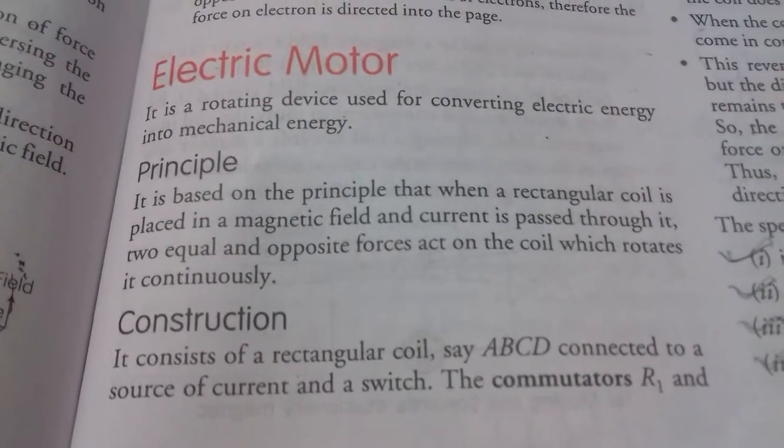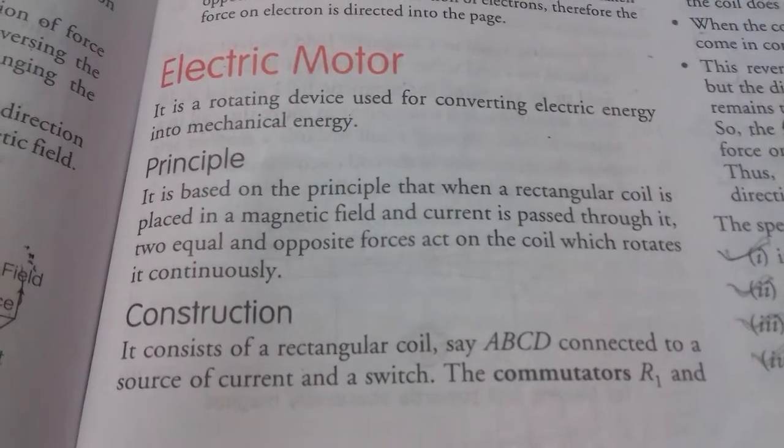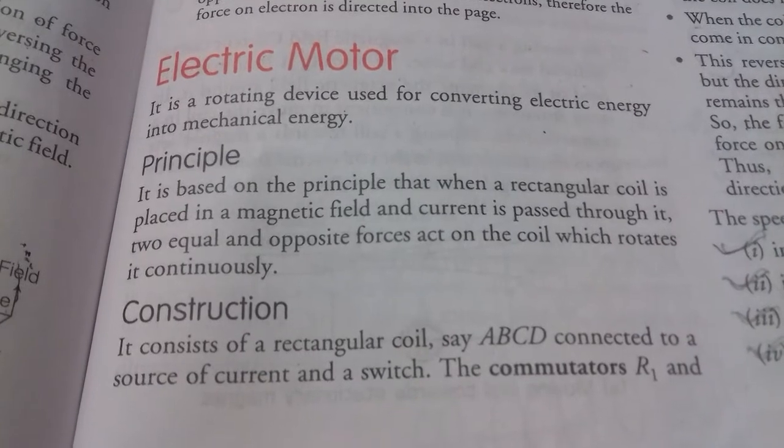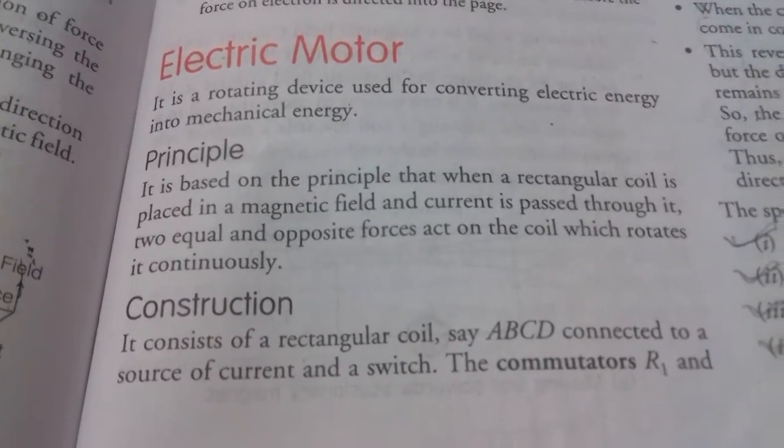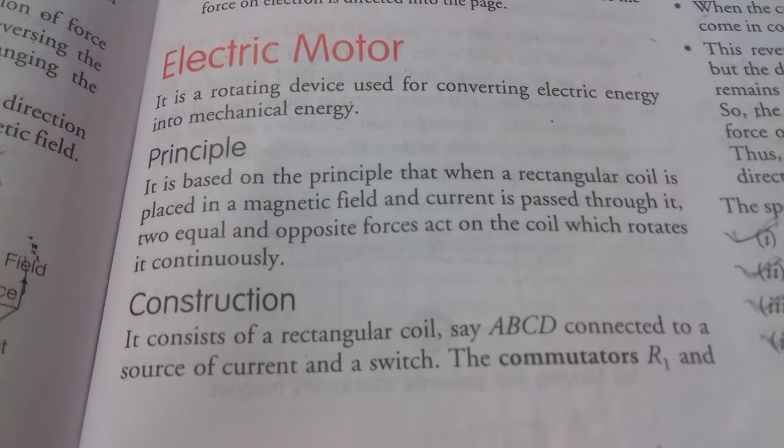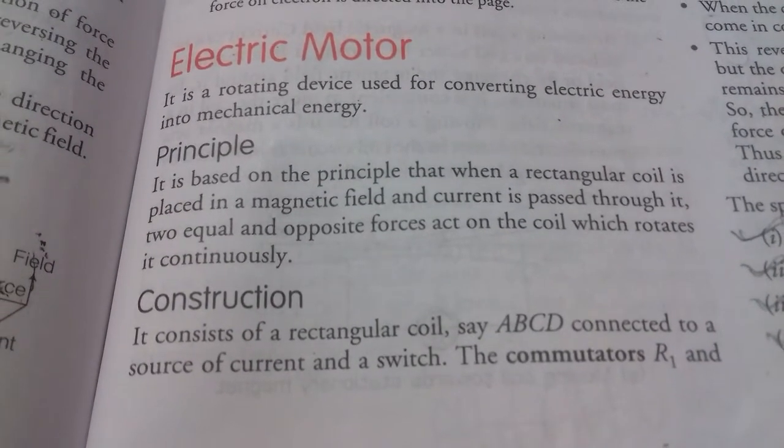Okay, next we will see the principle of an electric motor. So it is based on the principle that when a rectangular coil is placed in a magnetic field and current is passed through it, then two equal and opposite forces act on the coil which rotate it continuously.